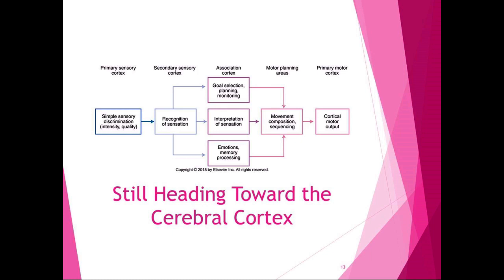So we're still heading towards the cerebral cortex. After the thalamus gives us crude awareness of sensations, then it goes to the cerebral cortex. Those neurons in the thalamus, the nuclei in the thalamus, project to the cerebral cortex, generally to the primary and secondary sensory cortices. So the primary sensory cortex does simple sensory discrimination. It discriminates the intensity and quality of sensation. And then the secondary sensory cortex recognizes that sensation and says, oh, wait a minute, I know what this is.